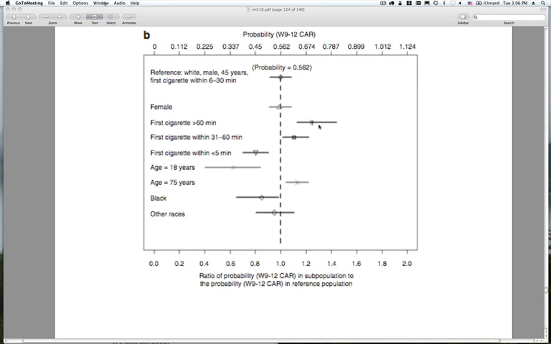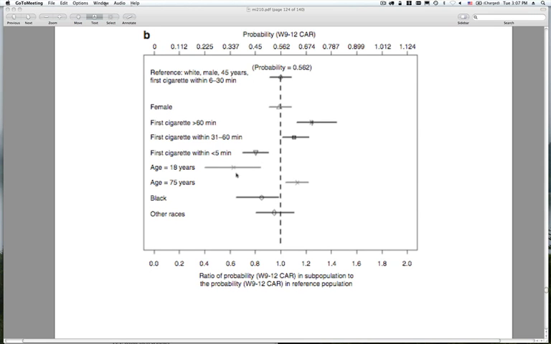Whereas those individuals who take their first cigarette in the morning greater than 60 minutes after waking up, well, they have a higher quit probability than your typical individual. Those that take it earlier in the morning probably have a lower probability of quitting. There's maybe a higher level of nicotine addiction there.